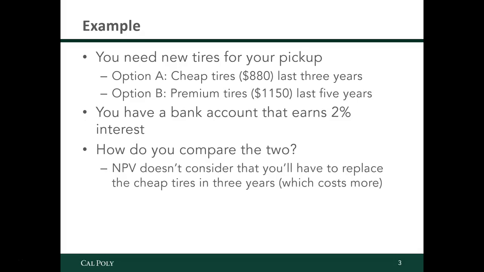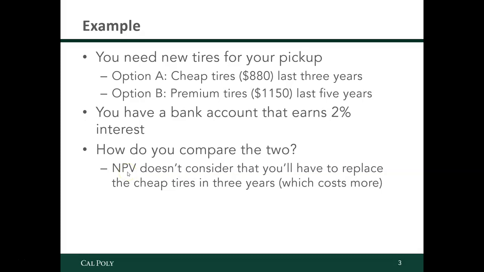How do you compare those two options? So you might think initially the NPV, right? You say $880 now, and they last 3 years, so $880 is the NPV. And the premium tire is $1150. I'm paying that now, so that's also the NPV. We don't have to have any discount factors because we're talking about present cost. You can't salvage them. The tires are no good to you later. And so you'd say, oh, the cheap tires are less expensive. But that naive analysis doesn't consider that you'll have to replace the cheap tires in just 3 years.